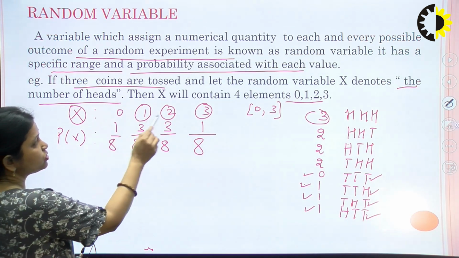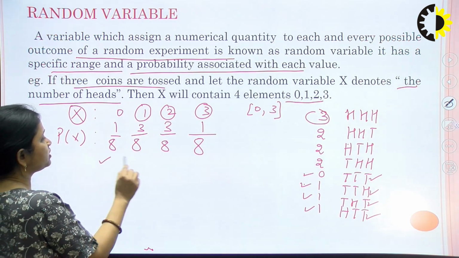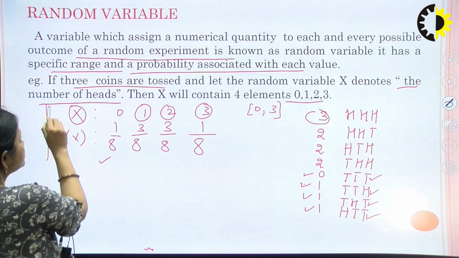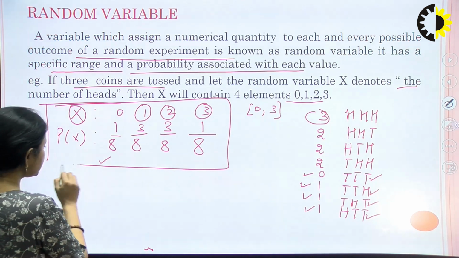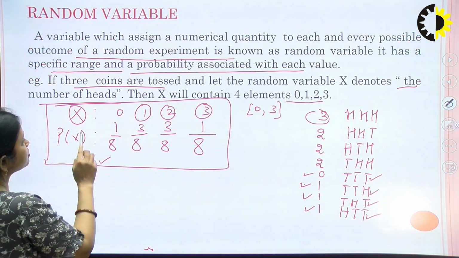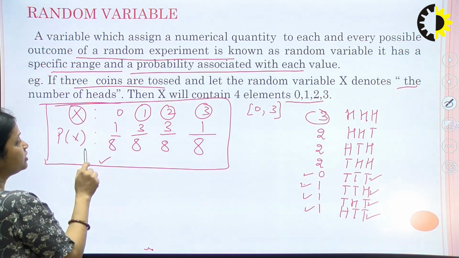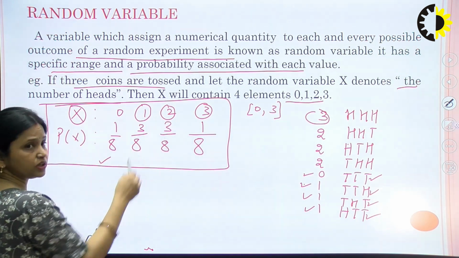Corresponding to each value of x, we have obtained the associated probabilities. Okay. Now we have a table. In this table, we have all possible values of the random variable and the probability associated with each value.